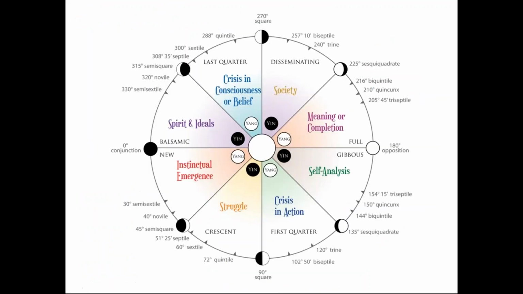Here is the cycle of phases and aspects that was originally from Dane Rudhyar. Jeffrey Green then adopted it, and I took it from him and expanded it a little more. And this is the whole cycle of aspects from 0 to 360, including the 8 phases that we're going to look at.